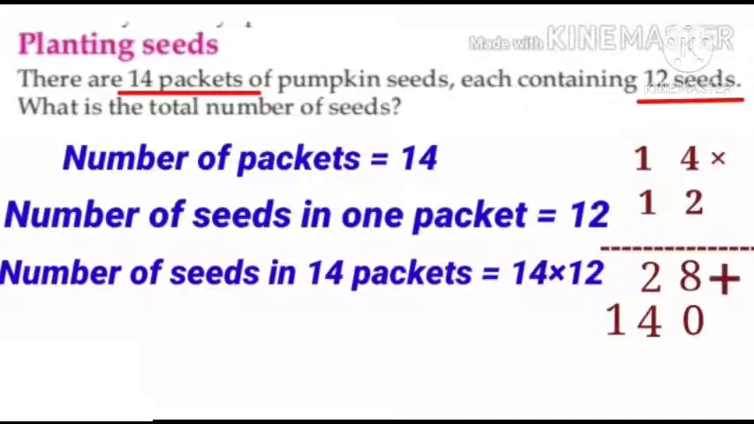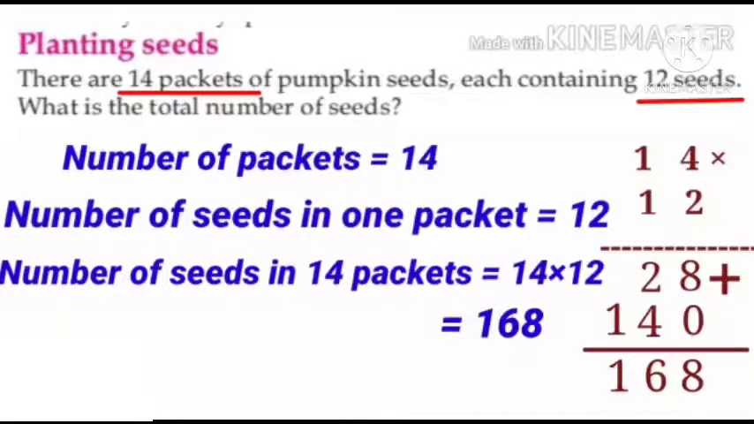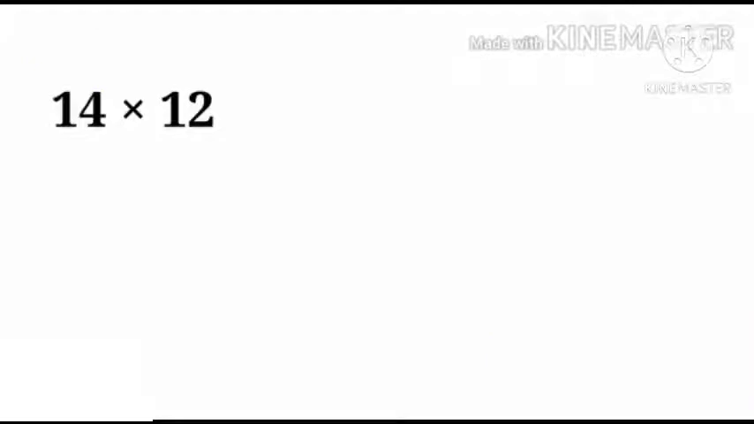Then add these two products together. 8 plus 0, 8. 2 plus 4, 6. Then write the remaining one here. That is 14 into 12 is 168. So, number of seeds in 14 packets equal 168. See another method to calculate 14 into 12.